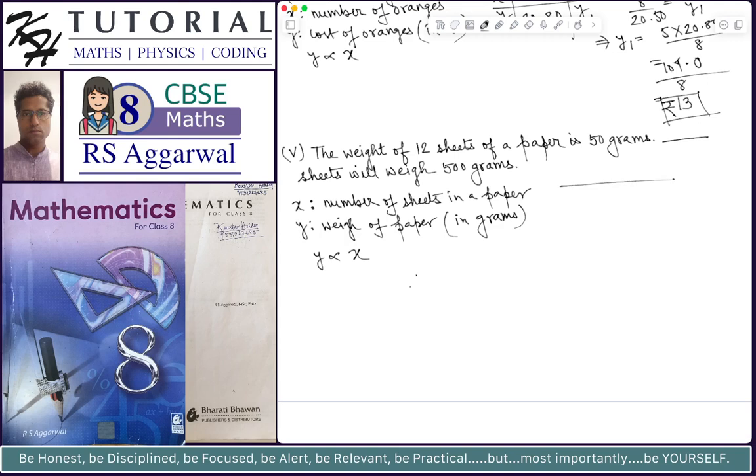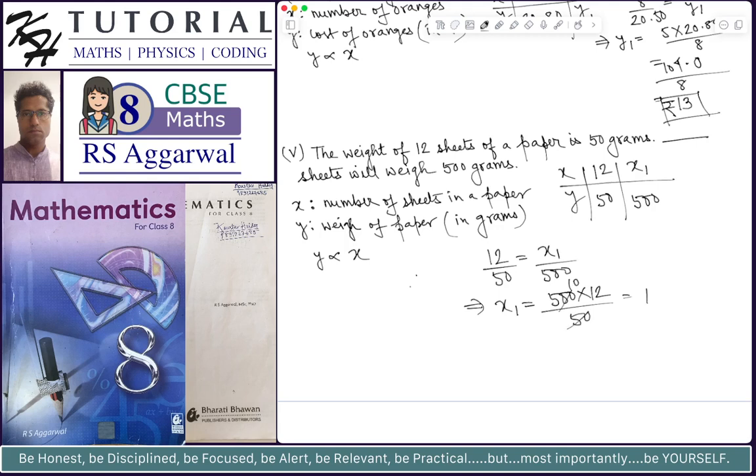So if we create the table of x and y, it is given that for 12 sheets, the weight is 50 grams. Now it is asking how many sheets will weigh 500 grams. So let's say x1 sheets weigh 500 grams. Since the quantities x and y are in direct proportion, we must have 12 by 50 is equal to x1 by 500. So this implies x1 is equal to 500 multiplied by 12 divided by 50.